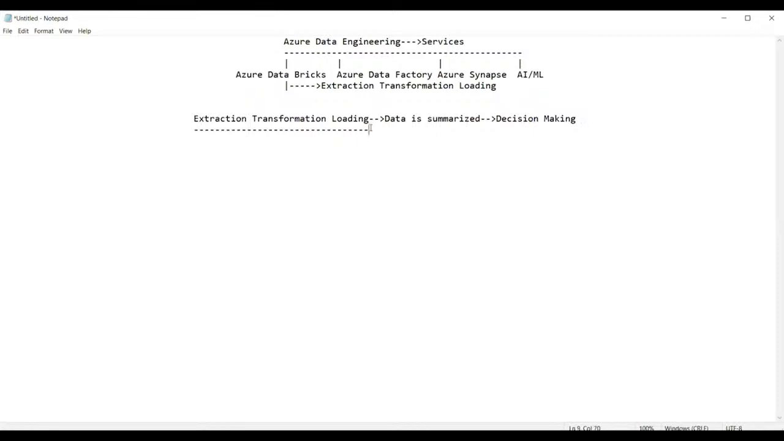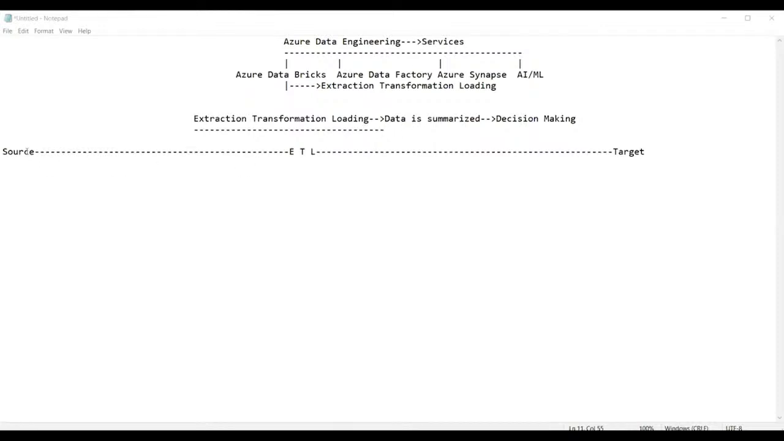So this process of extraction, transformation and loading basically requires the following. What is that? Source, and the next one it requires is a target. Source and the target. Now guys, what is a source and what is a target? Between the source and the target, this process of ETL is applied always. Irrespective of whatever service we use, generally I'm talking about ETL. ETL is a process where the data is summarized.